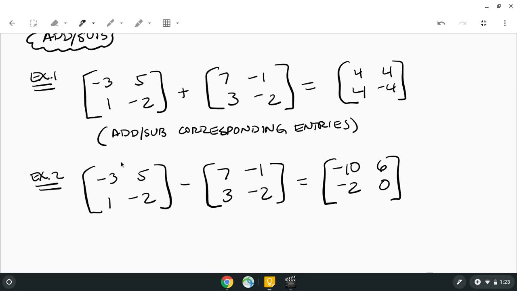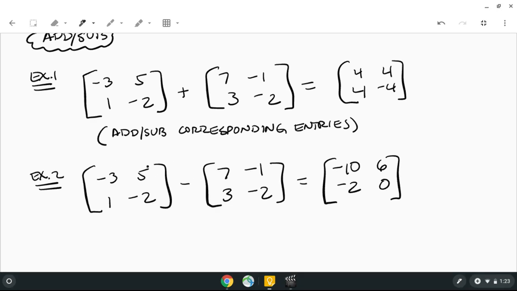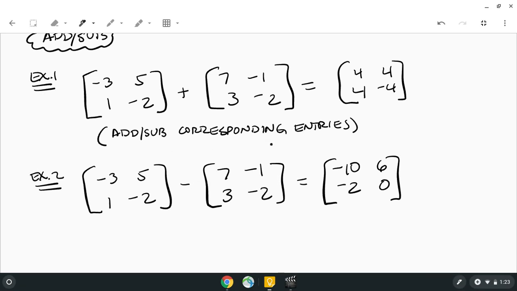So you should have combined negative 3 minus 7, it's negative 10. 5 minus negative 1, so that becomes plus 1, so that's 6. 1 minus 3, negative 2. Negative 2 minus negative 2, and we get 0.